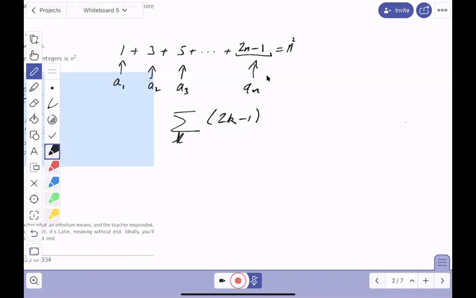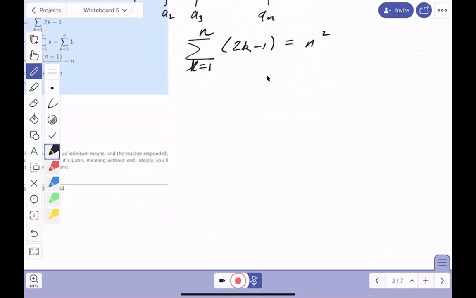And k starts at 1 and it stops at n. If you did that, you'd get the first term: put 1 there, 2 minus 1 is 1. The next would be 4 minus 1, which is 3. Let's just check it: 2 times 3 is 6, 6 minus 1 is 5. And the last one will be 2n minus 1. Again, they're claiming that equals n squared.